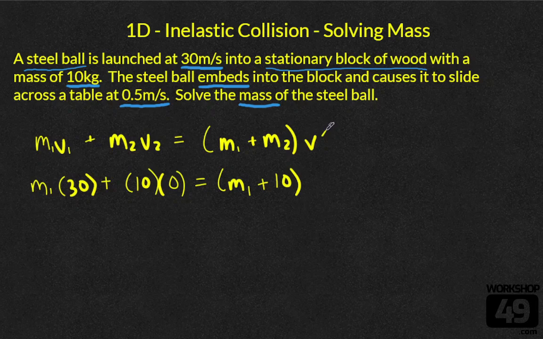this v prime. Now it causes the block to slide across the table at 0.5 meters per second. If you're trying to decide if that's positive or negative, you need to keep in mind that if the ball was going 30 meters per second, in whatever direction that you choose, and it hits a stationary block, that velocity is going to be in whatever direction the ball was launched. So because we started with a positive 30, this velocity also has to be positive. That would be absolutely wild if we launched a steel ball into a block of wood, and then the block of wood flew back towards us instead of being knocked away. So they're going to go in the same direction.